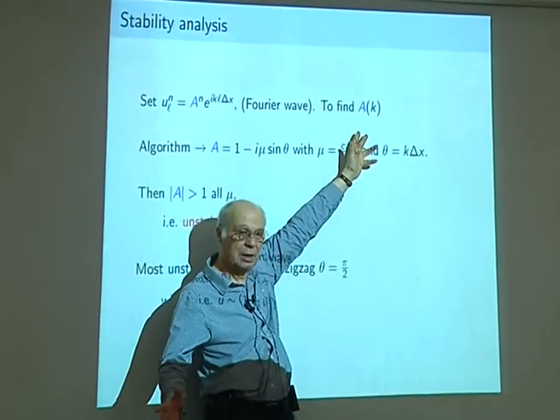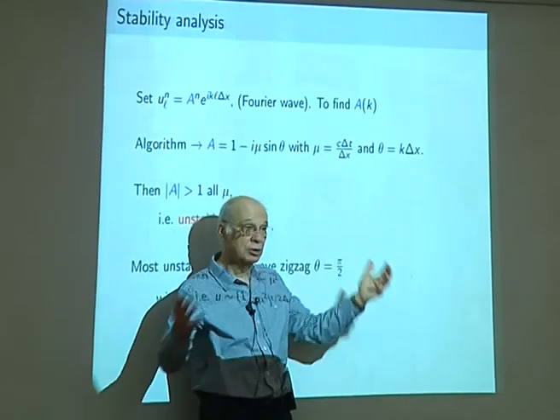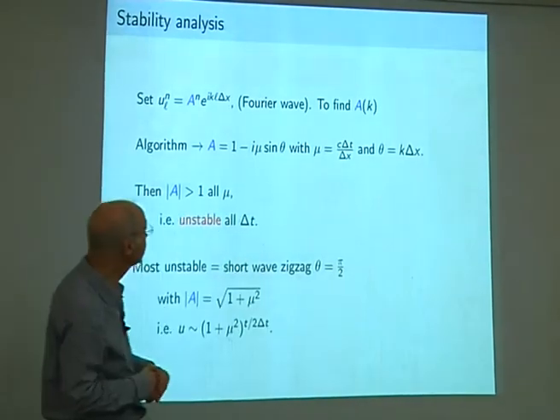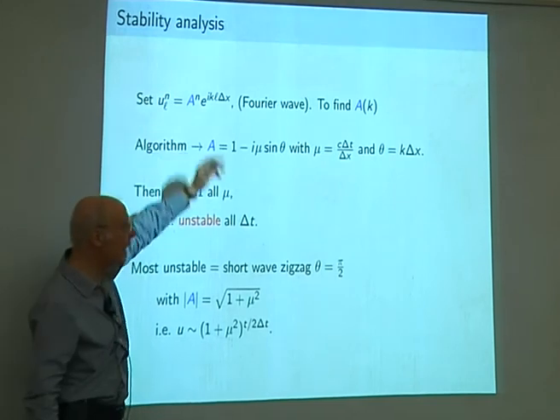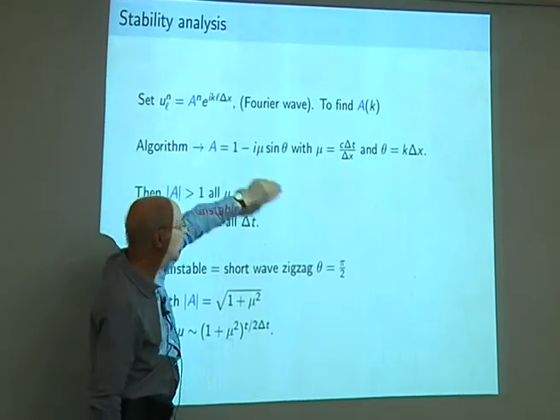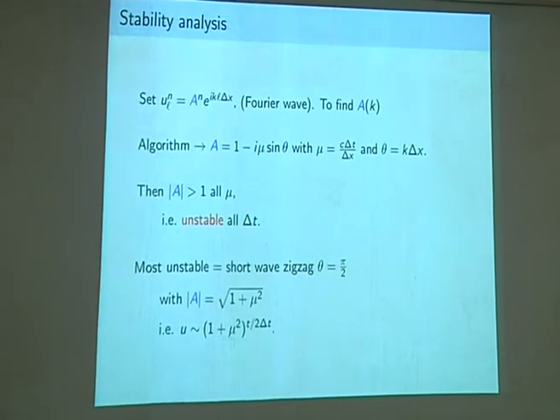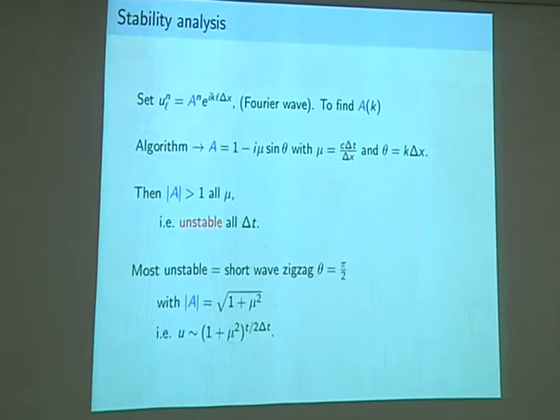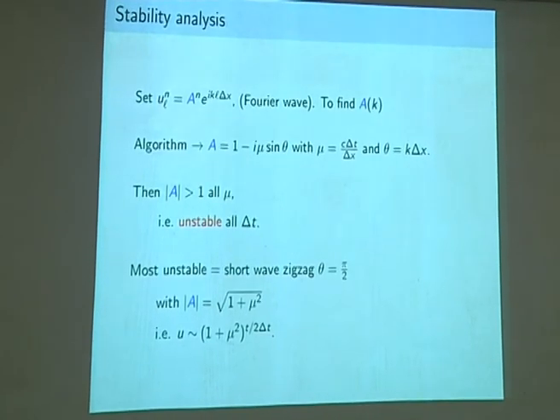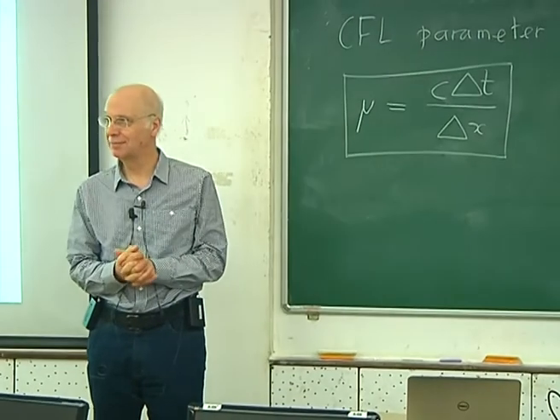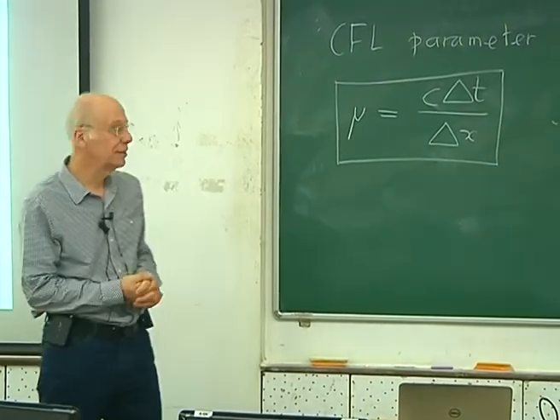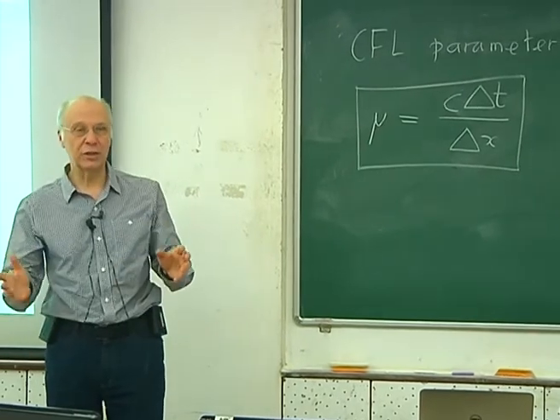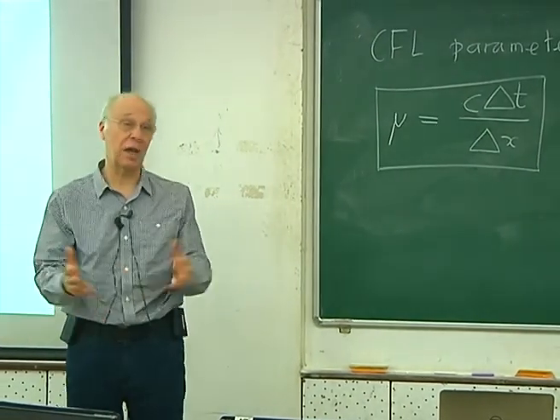If the size of A is bigger than 1, it's going to grow in magnitude as we take subsequent time steps. Okay, so you shove this into the algorithm and you find that A is 1 minus i mu sine theta. So we have a notational crisis. The people who study these equations use mu for c delta t divided by delta x. In fluid mechanics, we use mu for the viscosity. And you just, for 2 lectures, live with the fact that there's no viscosity because it's a hyperbolic equation.